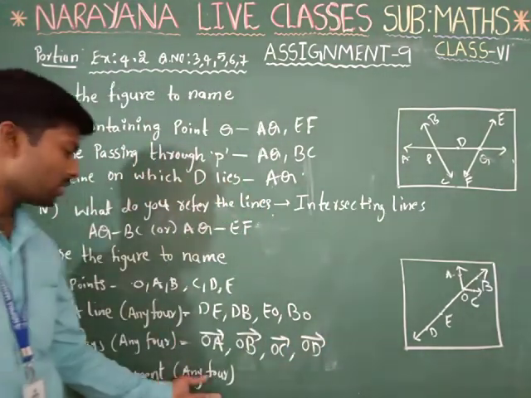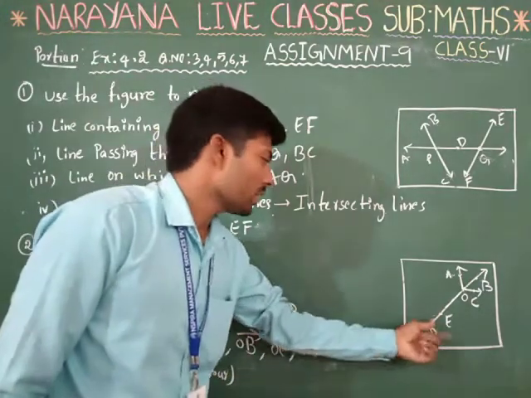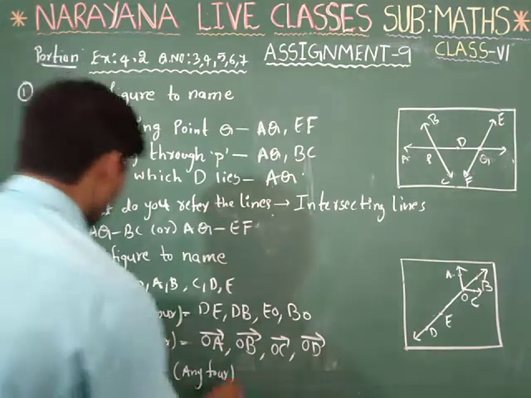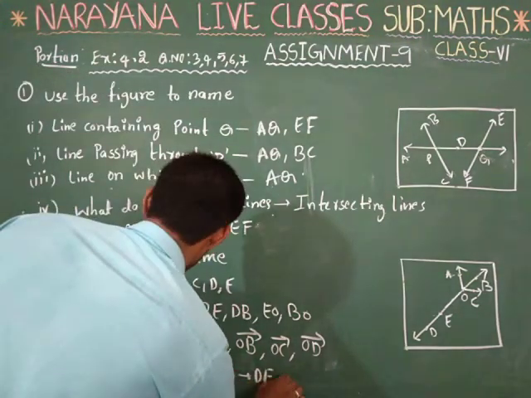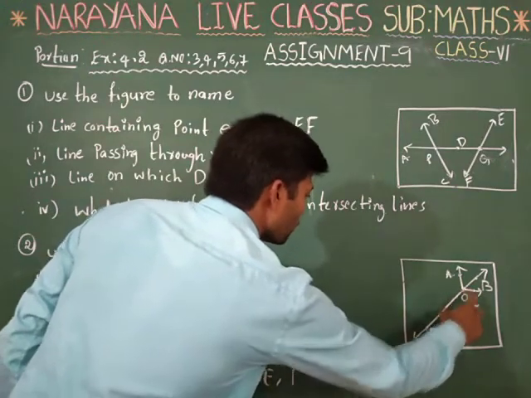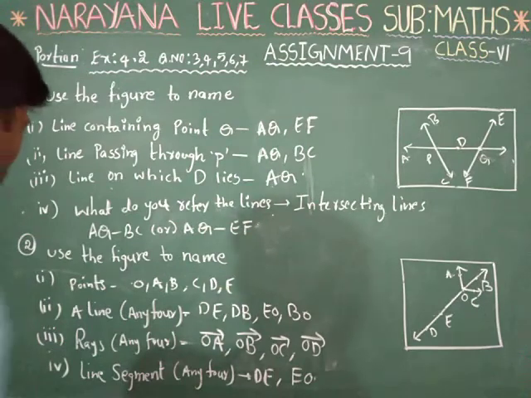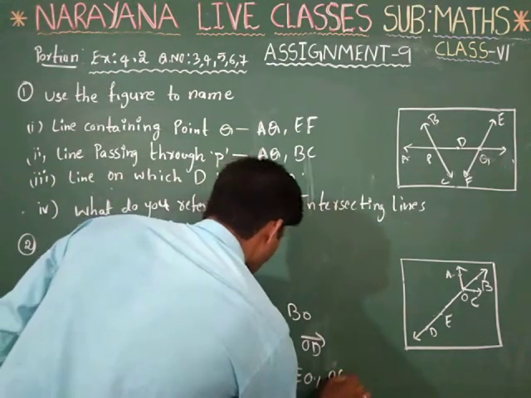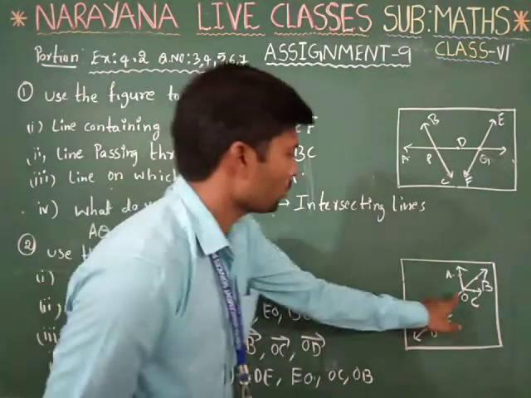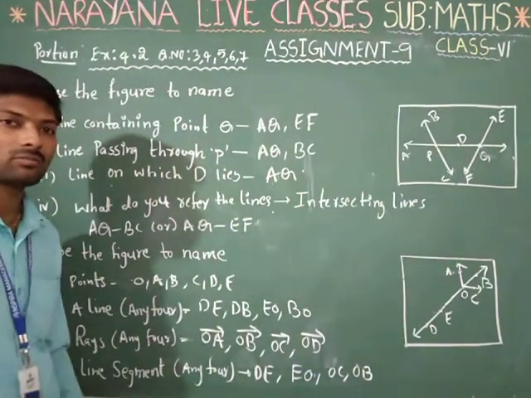Next, line segments, any 4 line segments. What are any 4 line segments you can take from this figure? DE is 1 line segment, OE or else EO. Both OE and EO are line segments. We can also take OC as well as OB. Those are the line segments.